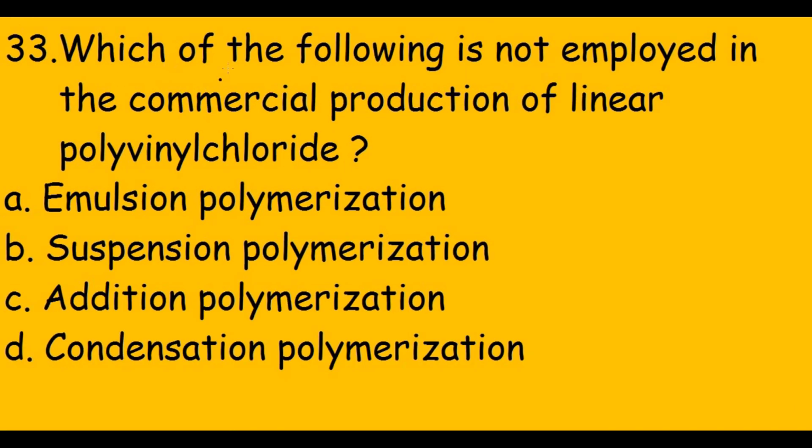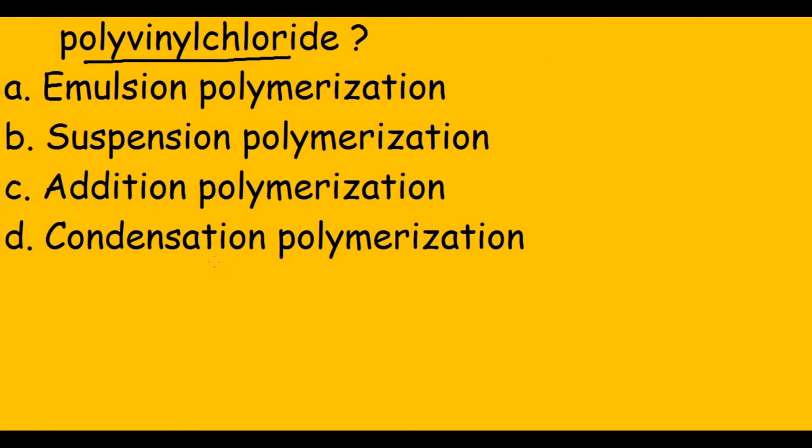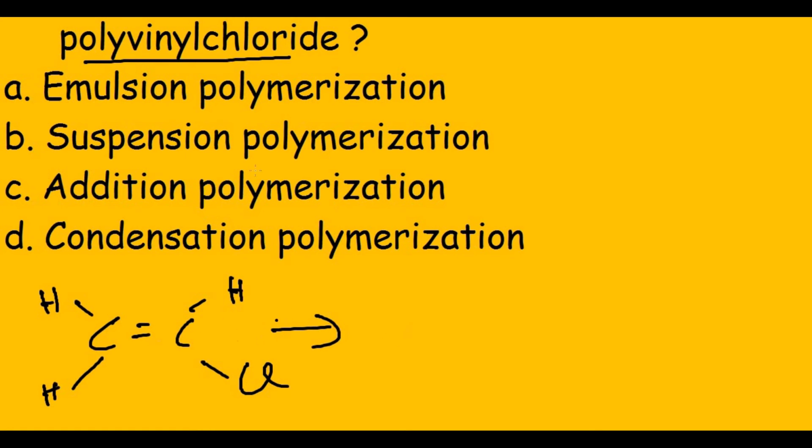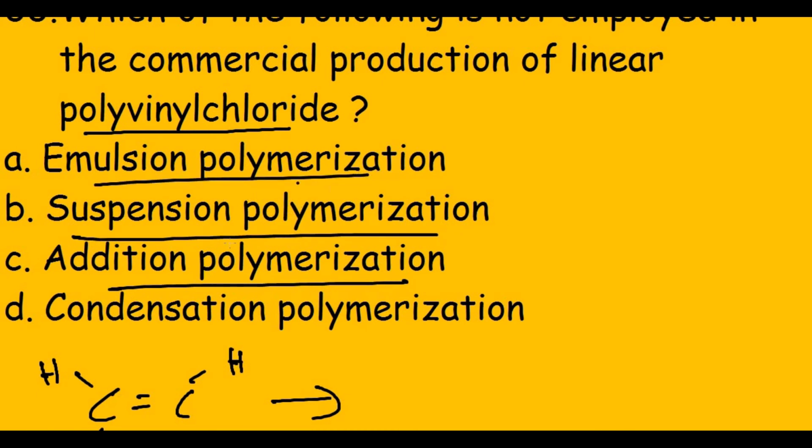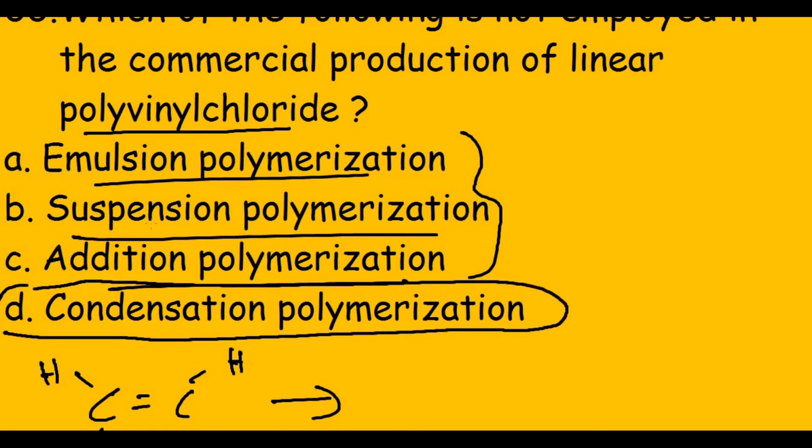So this next question asks, which of the following is not employed in the commercial production of linear polyvinyl chloride? So one thing is clear, polyvinyl chloride is addition polymerization, because vinyl chloride looks somewhat like this. We have a hydrogen here, a hydrogen here, a hydrogen here and a chlorine here. So addition of this takes place and we get the addition polymerization. So addition polymerization is okay, suspension polymerization is also okay, and emulsion polymerization is also okay. These are the three ways which are related to polyvinyl chloride production. But condensation polymerization, this is totally irrelevant to formation of polyvinyl chloride. Hence this will be the correct choice over here.